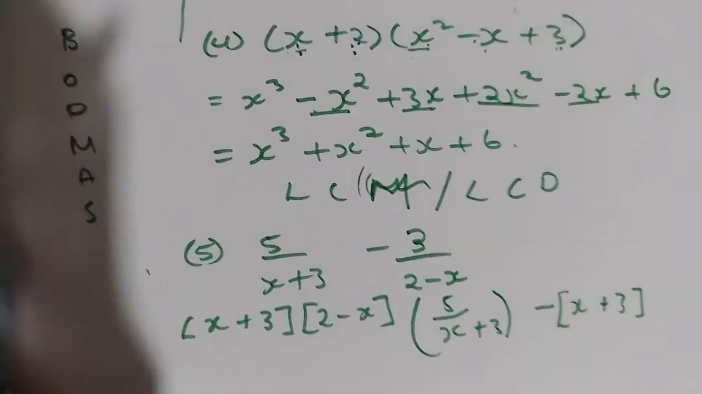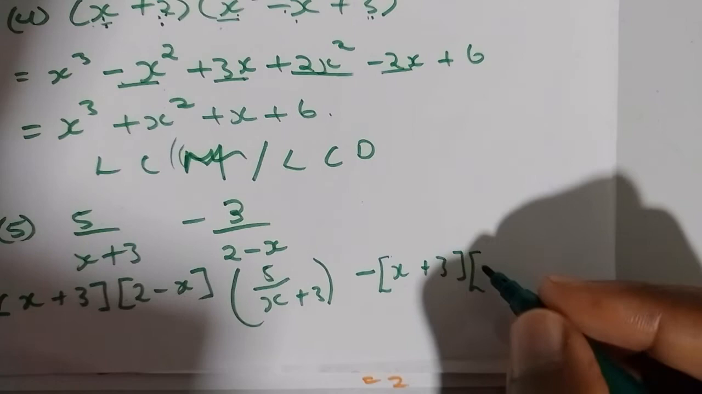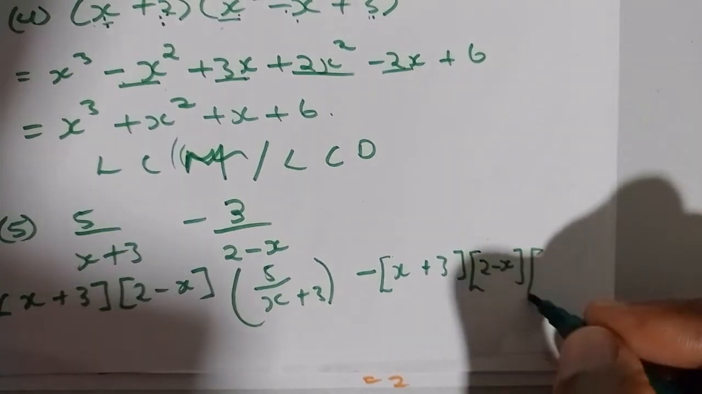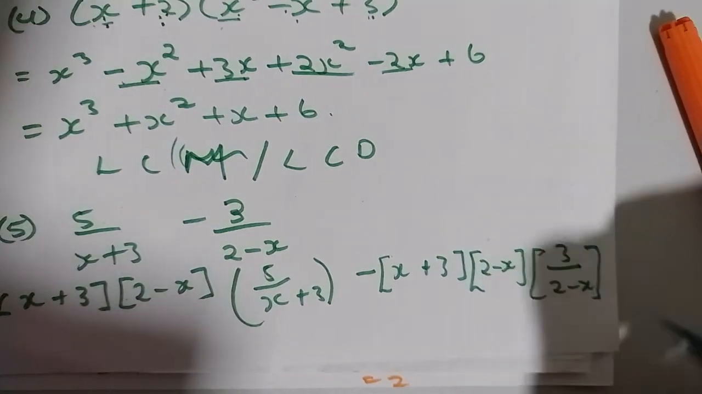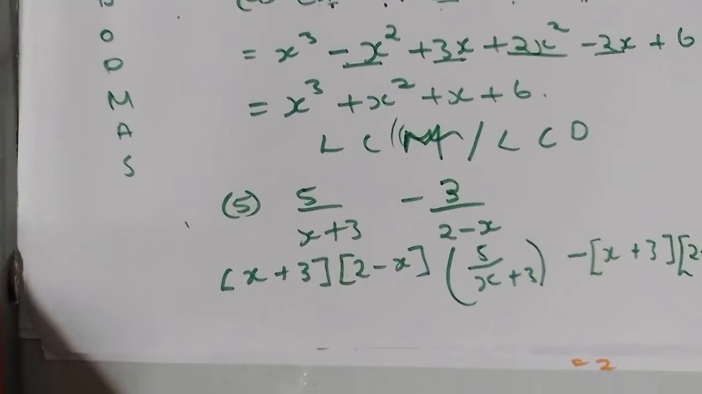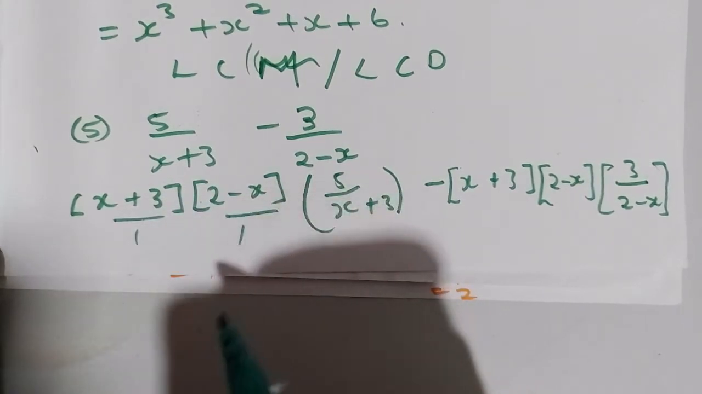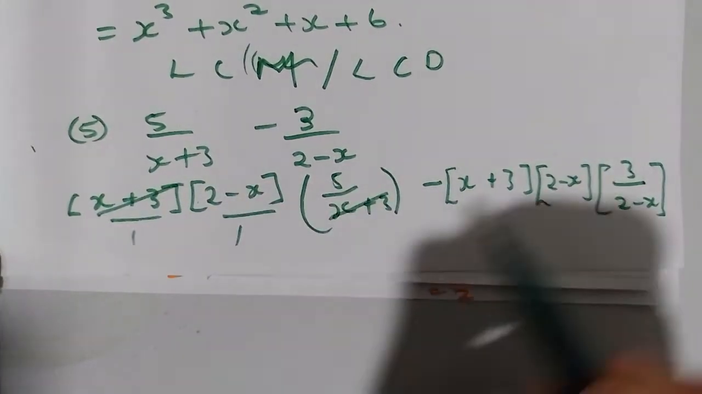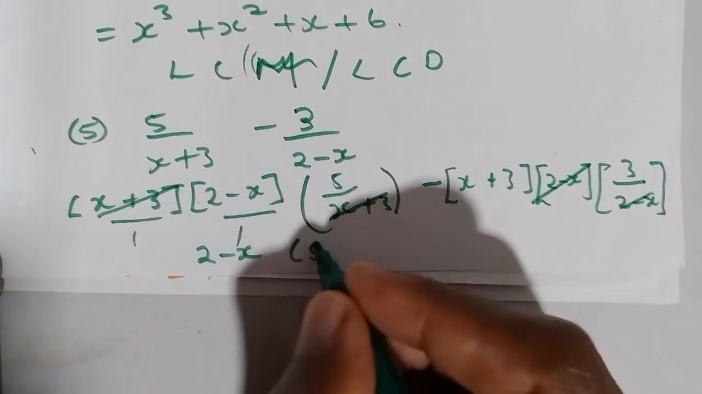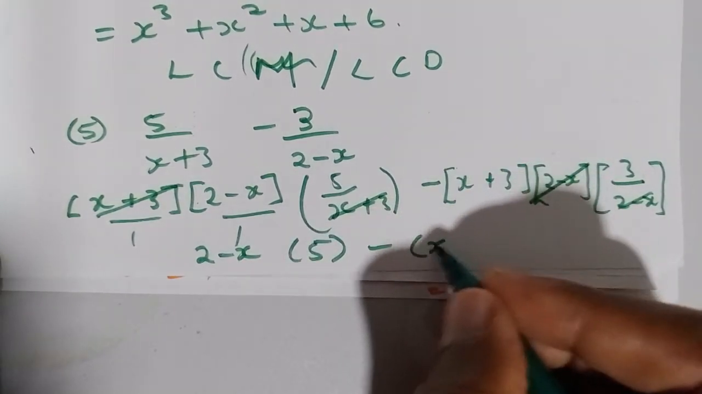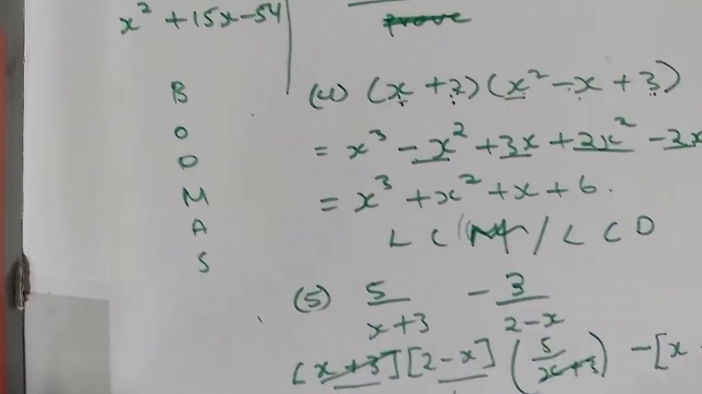Now I'm just going to have again 2 minus x into 3 over 2 minus x, right? If you check this question, this one and this one will just cancel. This one and this one will just cancel. I'm going to be left with 2 minus x into 5 minus x plus 3 into 3, right? There I have it. And then let's go to the next page.